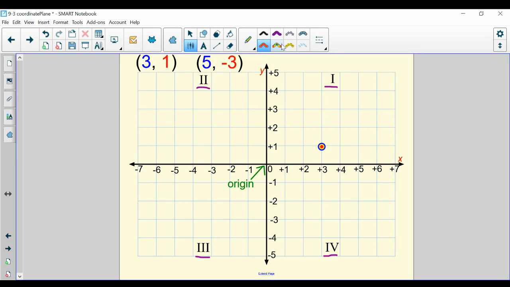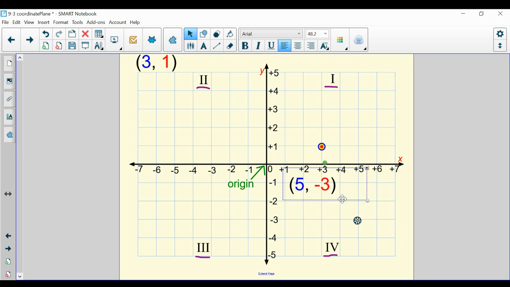I could also graph the point 5, negative 3. So if I go 5, negative 3, again, 5 is my X coordinate. So I'm going to count over 1, 2, 3, 4, 5. And now I'm going to go down this time to negative 3. 1, 2, 3. So I would put my dot right there for 5, negative 3. So again, that's a quick reminder of how I would graph my ordered pairs.